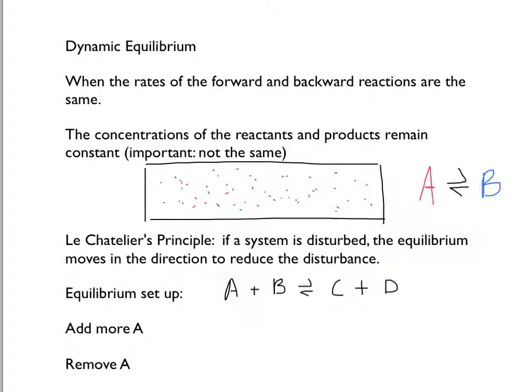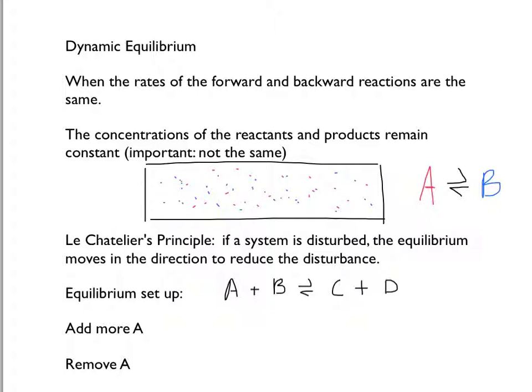This clip's about equilibrium. Equilibrium is involved with a reversible reaction. A reversible reaction takes place, and at equilibrium, or more specifically dynamic equilibrium, where dynamic means to move, the rates of the forward and backward reactions are the same, and the concentrations of the reactants and products are remaining constant. They're not necessarily the same concentrations.